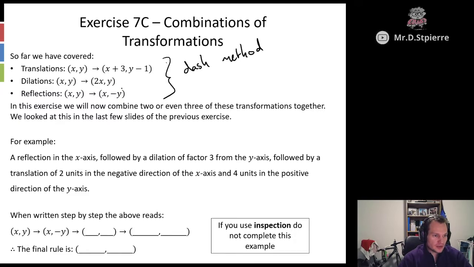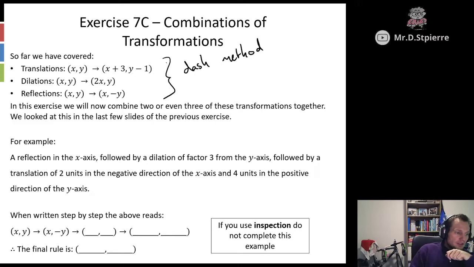So in this exercise, we'll now combine two or three of these transformations. It was in the very last couple of slides of the previous exercise, but we'll now have a proper look at it. We'll do this first via the dash method, then using inspection or intuition, using the inspection rules. And we'll build and build and build.